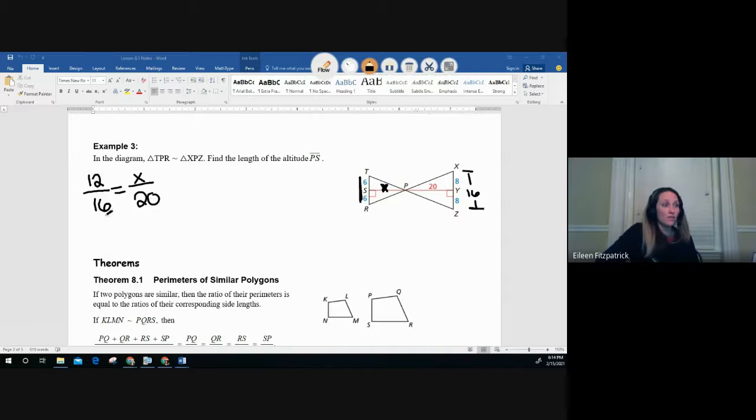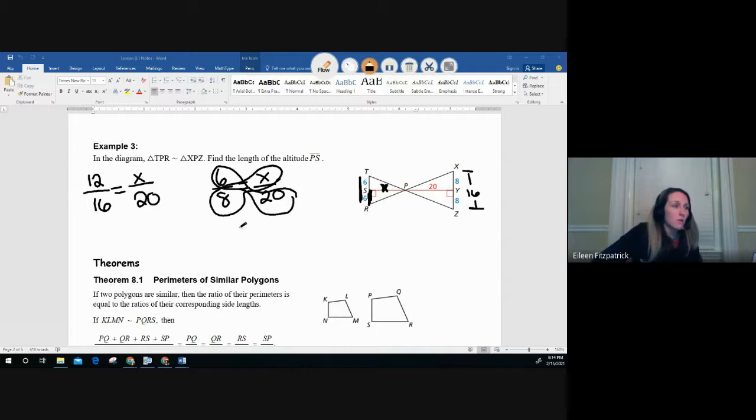Instead of using 12 and 16, I could have just used this piece here. And I could have said 6 over 8 is equal to x over 20. That one would work as well. And there are others that you could set up as well. But I'm going to choose the one with the 6 and the 8 just because the numbers are smaller and easier to work with. Cross multiply. So I have 8x is equal to 120. I'm going to divide both sides by 8 and get x is equal to 15.